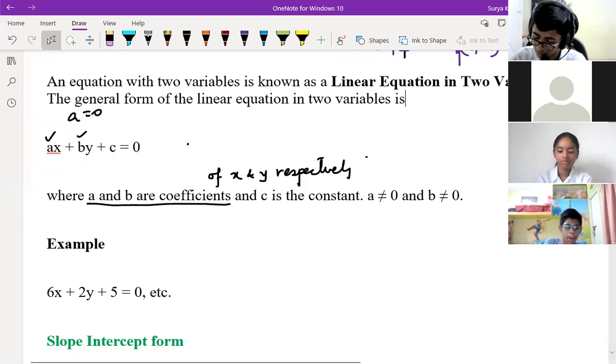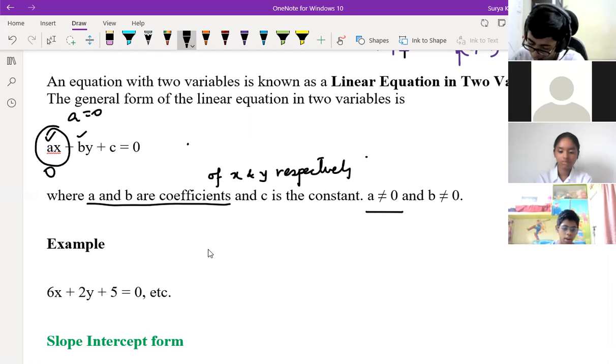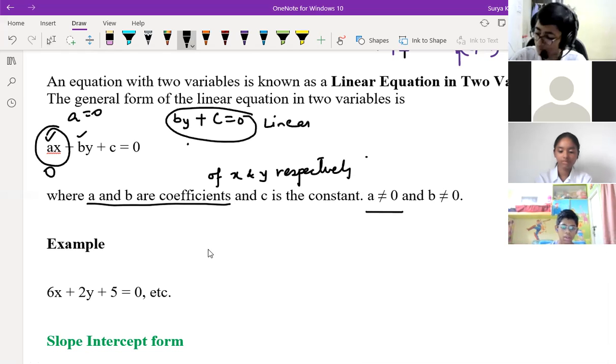I didn't understand how you said it was a single variable. See what I'm saying, if you are saying that A is equal to 0, if this whole part is 0, then what can you write? By plus C is equal to 0. So this becomes what? Linear equation in one variable, right?